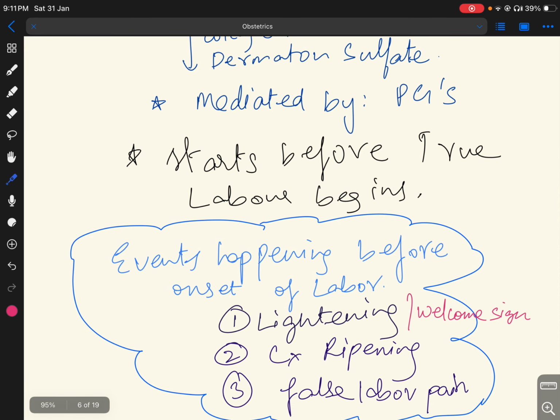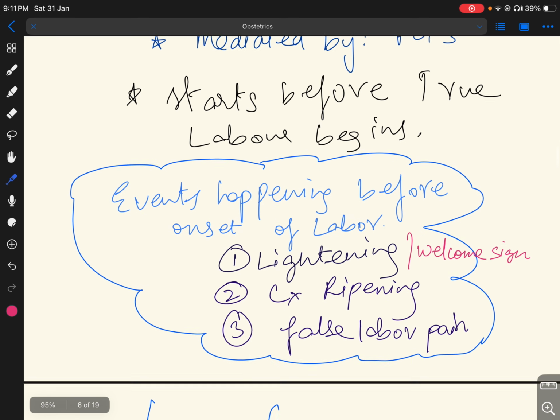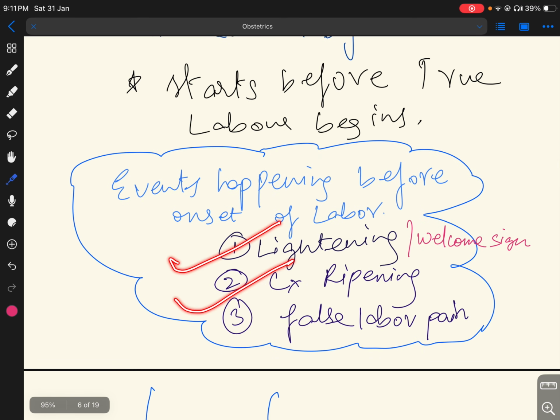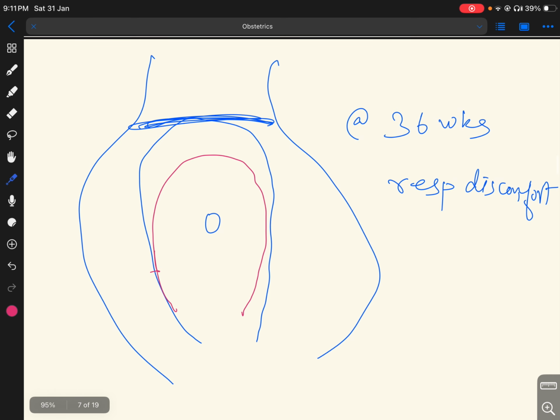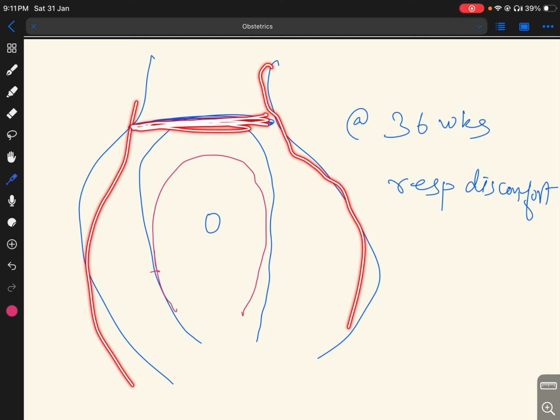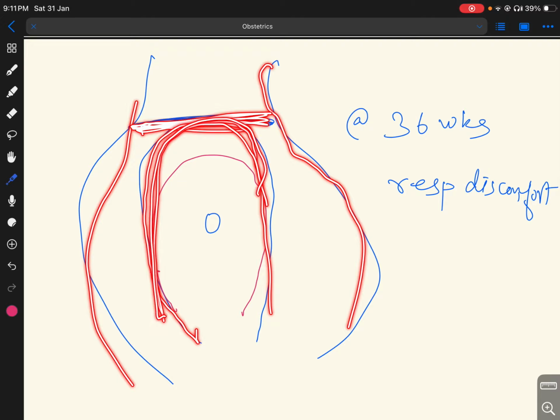What events happen before onset of labor? Lightening, cervical ripening, and false labor pain. What is lightening? For example, see, this is a pregnant woman. Here is the xiphisternum, and at 36 weeks, the fetus develops and the uterus touches the xiphisternum.